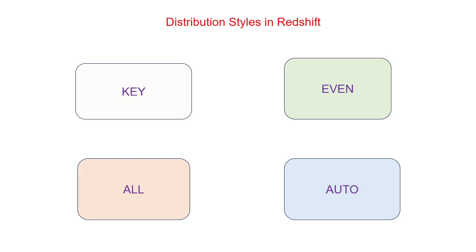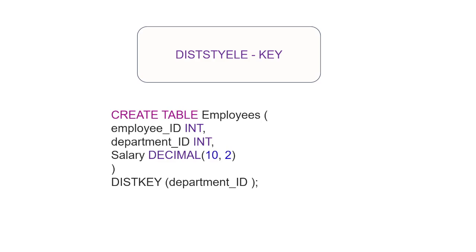Now coming next, there are four distribution styles available in Redshift. If you are starting to work in Redshift or you're already working in Redshift, these are very necessary concepts for query optimization. Key I've already discussed with you. The others are all, even, and auto. You will see what the advantages of those are.